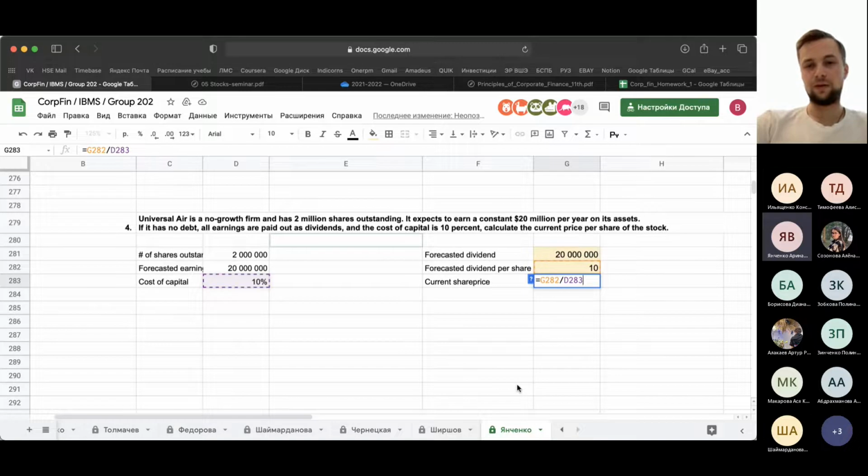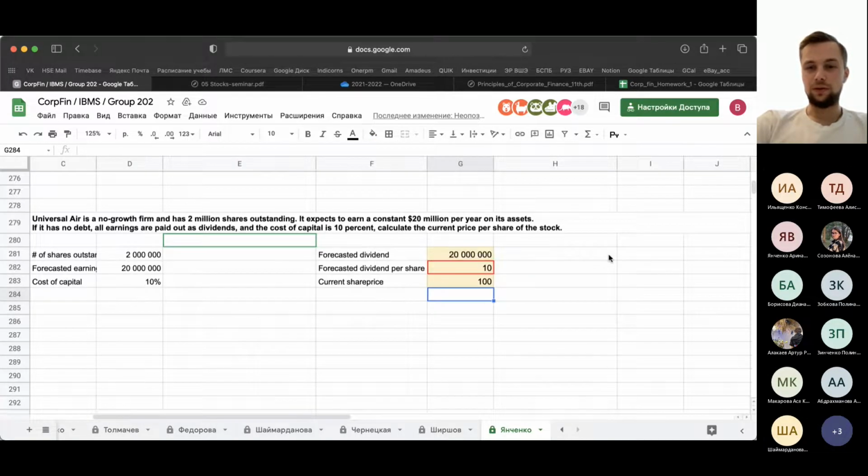So we expect that in perpetuity, the dividend will be constant every year. So we can use a simple formula: just divide the forecasted dividend by the cost of capital. Here we use the formula for perpetuity discounting. You can also do it from other perspectives. You can forecast not the whole dividend amount, but, for example, earnings per share first.